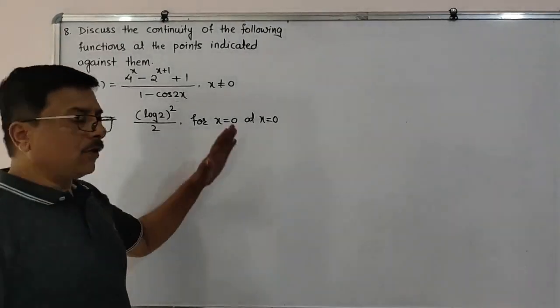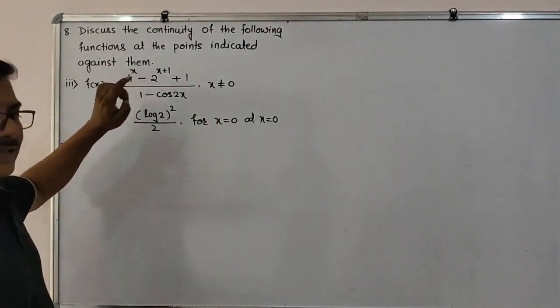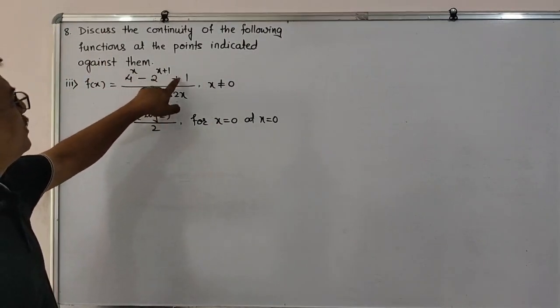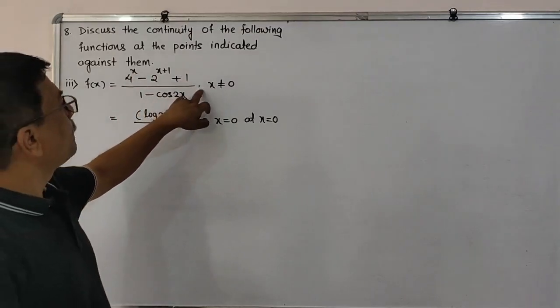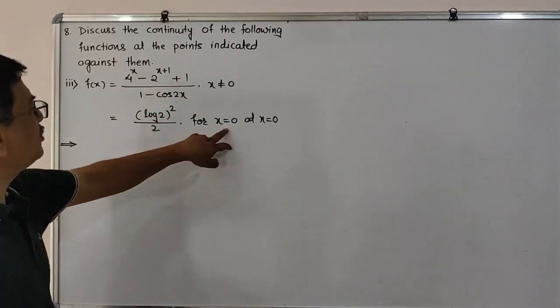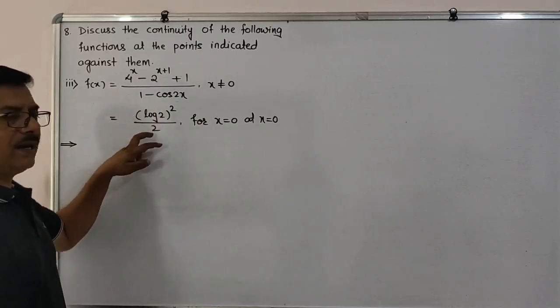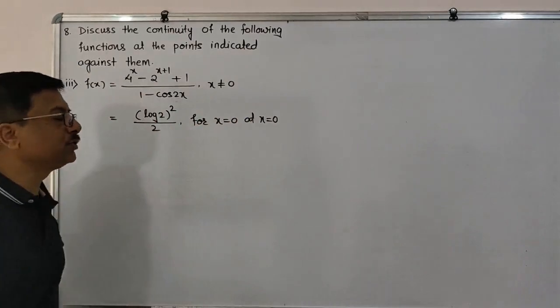Now continuing for question number 3, f of x is equal to 4 raised to x minus 2 raised to x plus 1 divided by 1 minus cos 2x for x is not equal to 0, and the value of the function at x is equal to 0 is given log 2 whole square upon 2, and we are going to discuss the continuity at x is equal to 0.